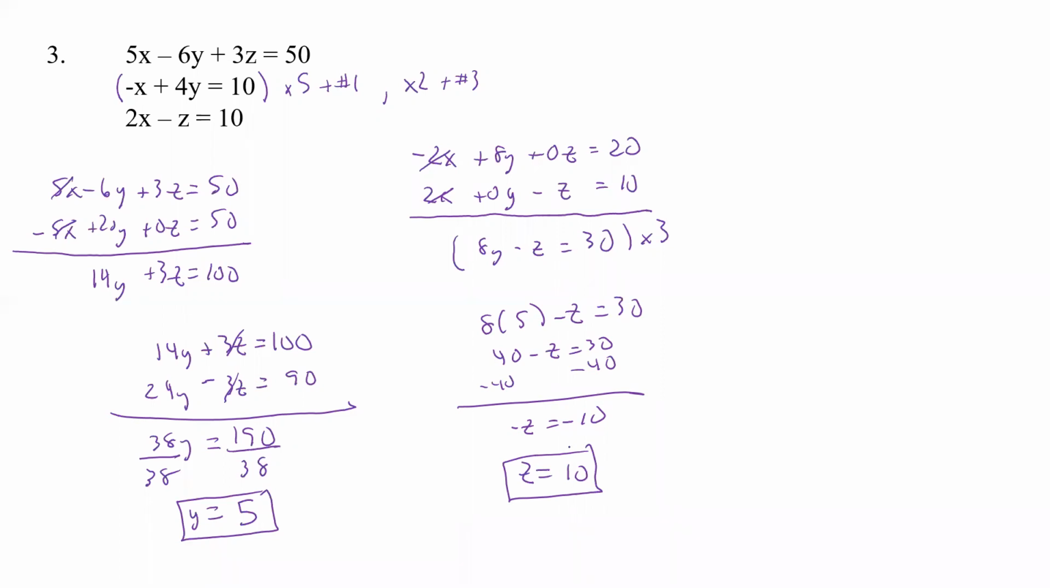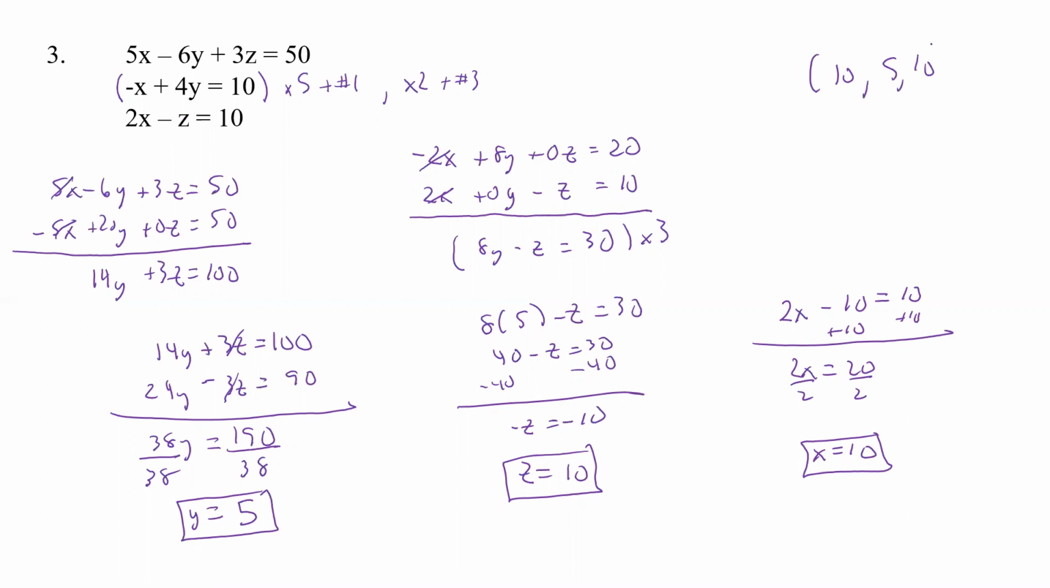Now I can plug that back in, and this would probably be the easiest one. And so then I would have 2x minus 10 equals 10. Well, now I add 10 to both sides. So 2x equals 20, and divide by 2, x equals 10 as well. And so my solution set is 10, 5, 10.